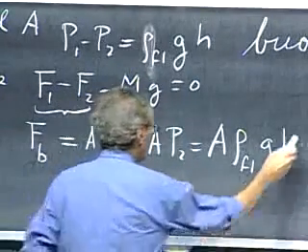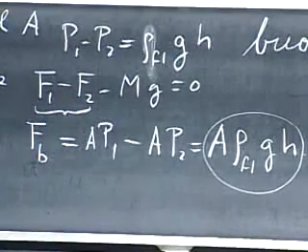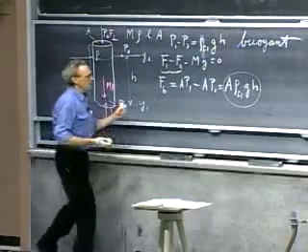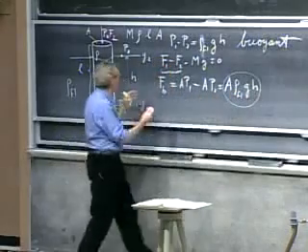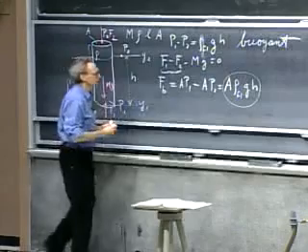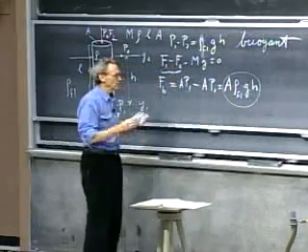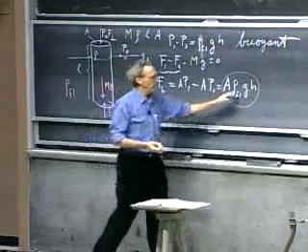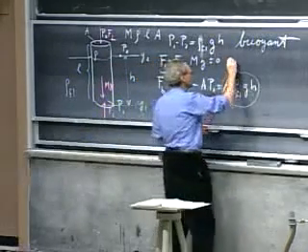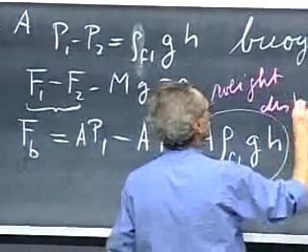And when you look at this, this is exactly the weight of the displaced fluid. The area times H is the volume of the fluid which is displaced by this cylinder, and you multiply it by its density, that gives it mass, multiplied by G, that gives it weight. So this is the weight of the displaced fluid.